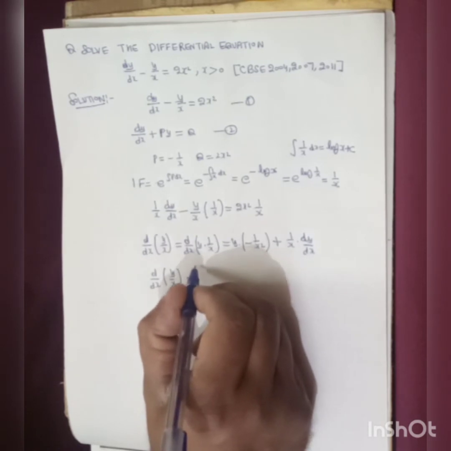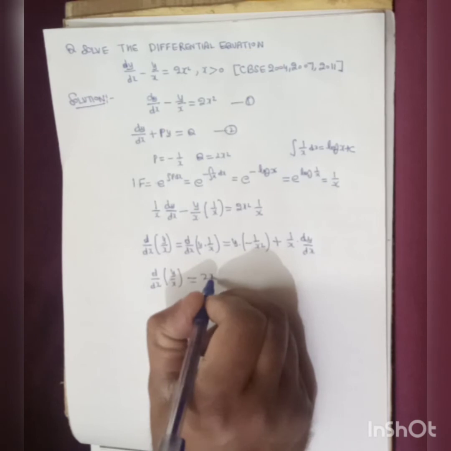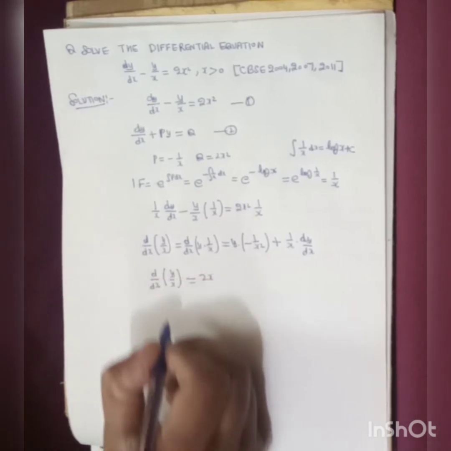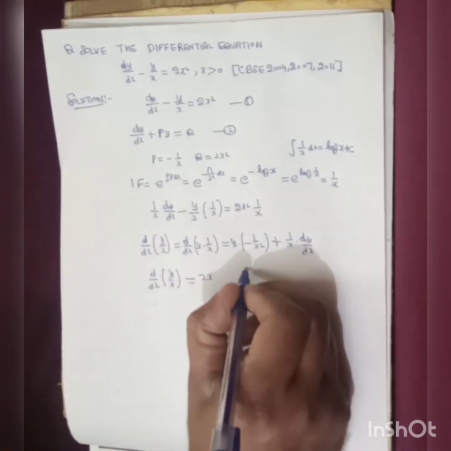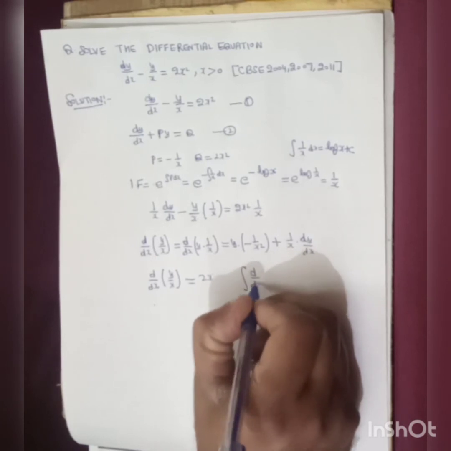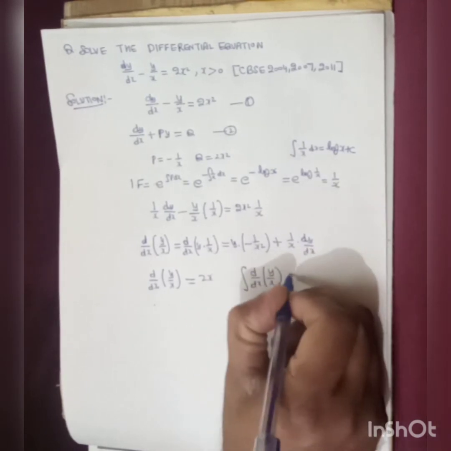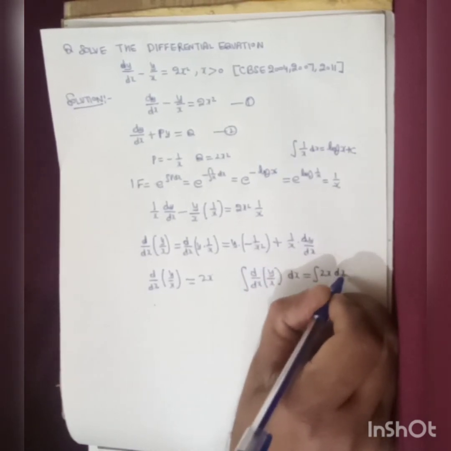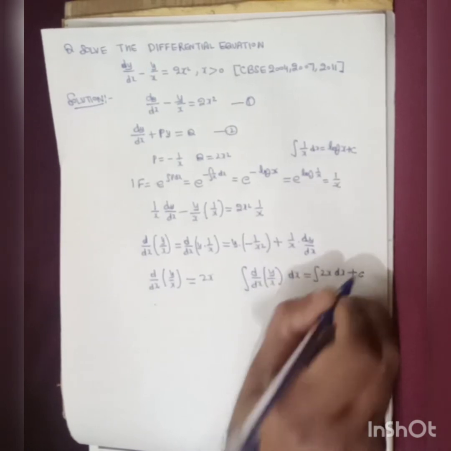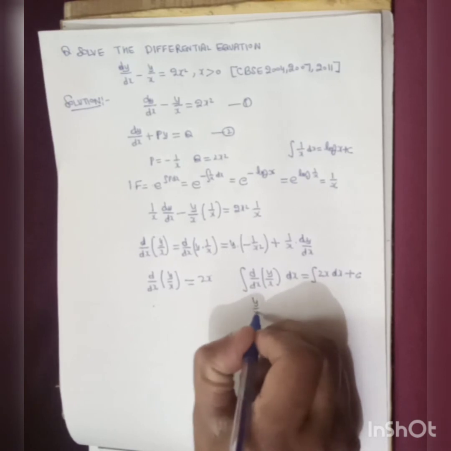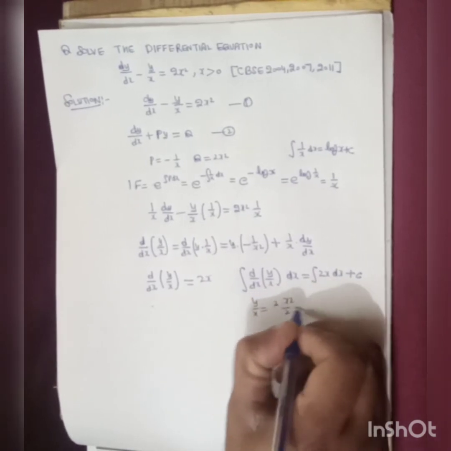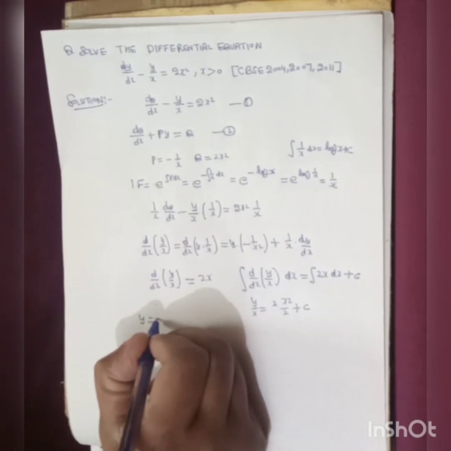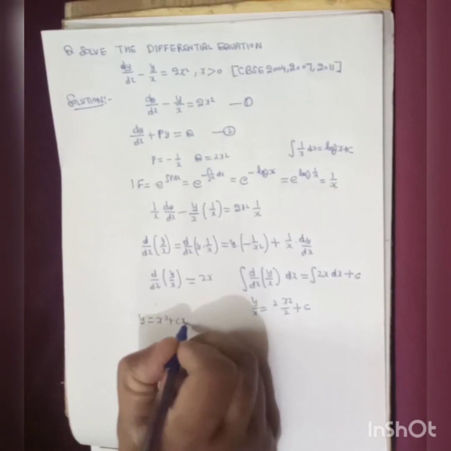So d upon dx of y over x is equal to 2x square into 1 upon x, that is 2x. Now integrating both sides with respect to x, we get the integral of d upon dx of y over x dx is equal to the integral of 2x dx plus c. So y over x is equal to 2 into x square upon 2 plus c. So y is equal to x cube plus cx.